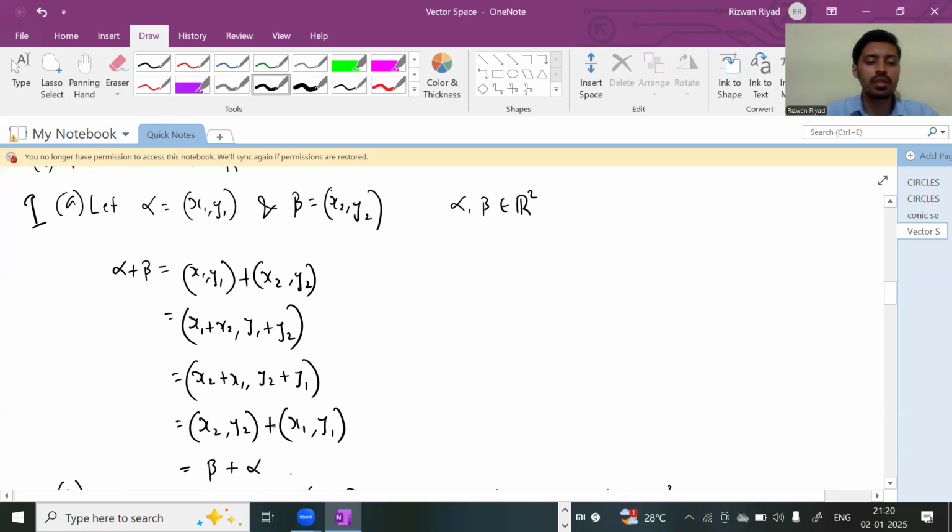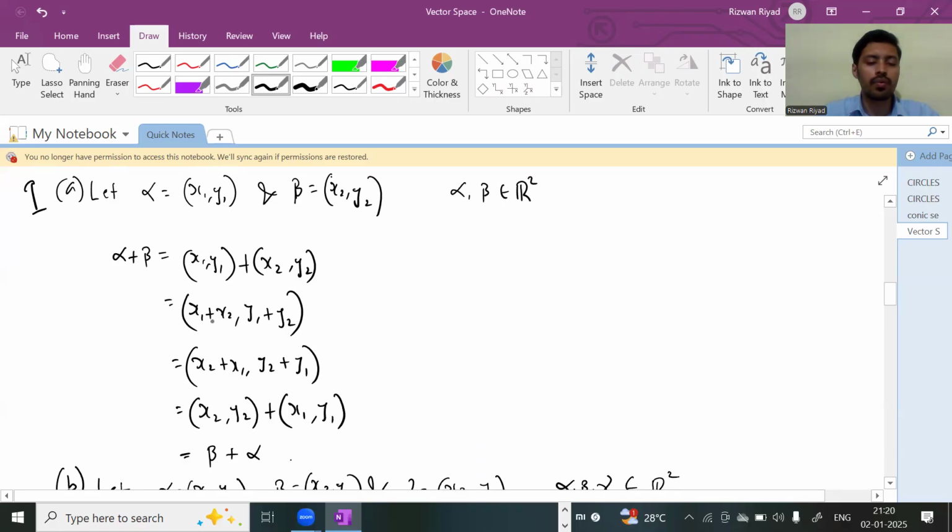That means we know that addition is commutative. So x1 plus x2 can be written as x2 plus x1. Similarly, y1 plus y2 can be written as y2 plus y1. That's what you can see here.